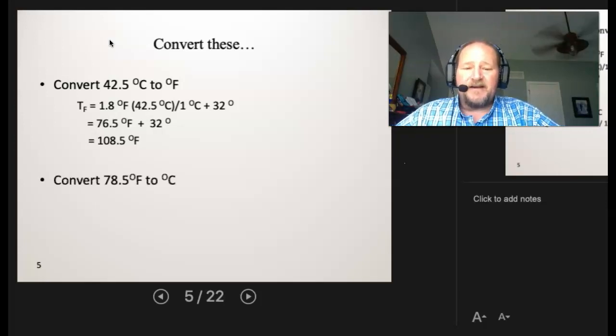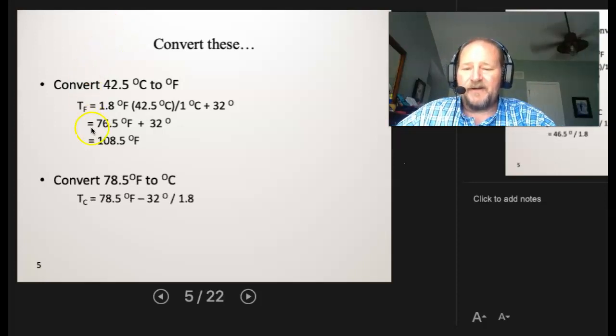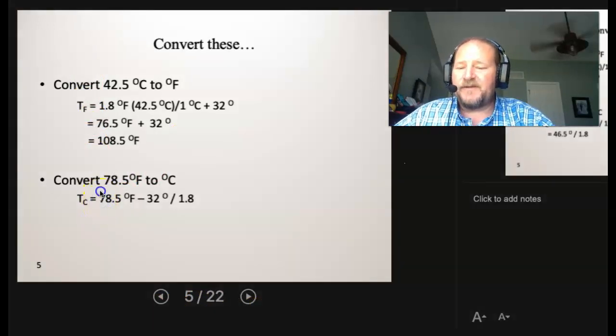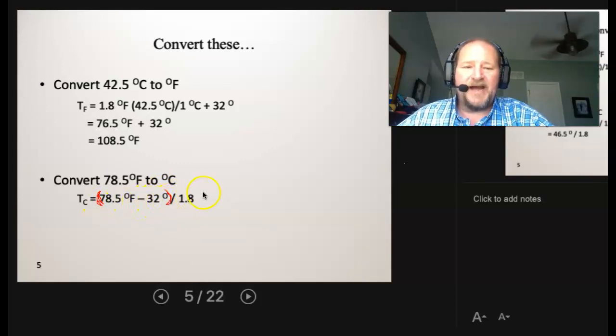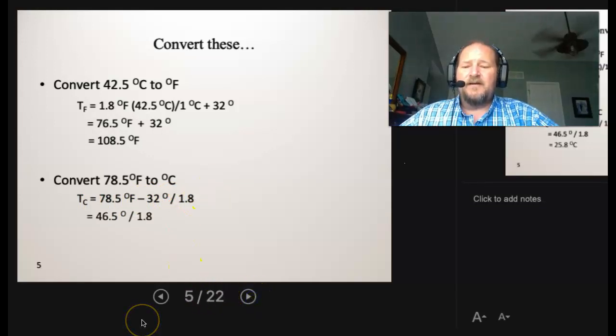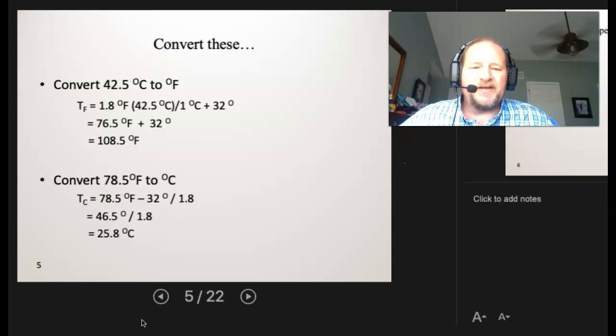Now, when we convert from Fahrenheit to Celsius, we're just going to use the other formula. So now we're going to take that 78.5, and remember, I want to do the subtraction first. So we're going to take 78.5 minus the 32. We'll do that initially, and then we'll divide. That gives us 46.5, and then we'll divide that by the 1.8, and that gives us 25.8 degrees Celsius. And we're running that the same way, where we have the tenth of a degree in Fahrenheit, so we're going to have the tenth of a degree in Celsius.